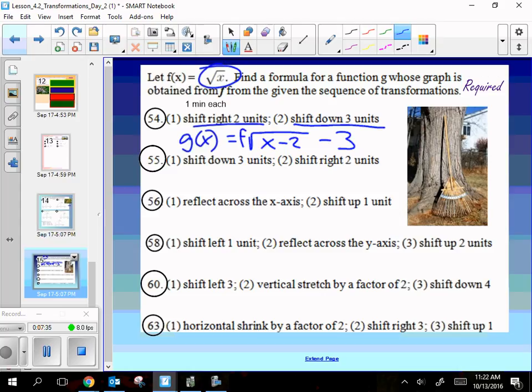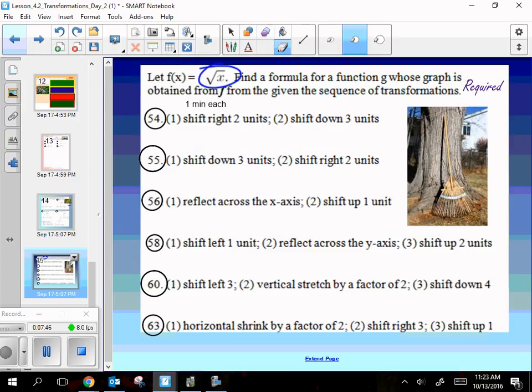Apparently page 13. All right. Okay, one more. Would you do 55? It's got a little bit of a twist. Notice it has to be in this order. Down 3, isn't that like this? Down 3, and then right 2.